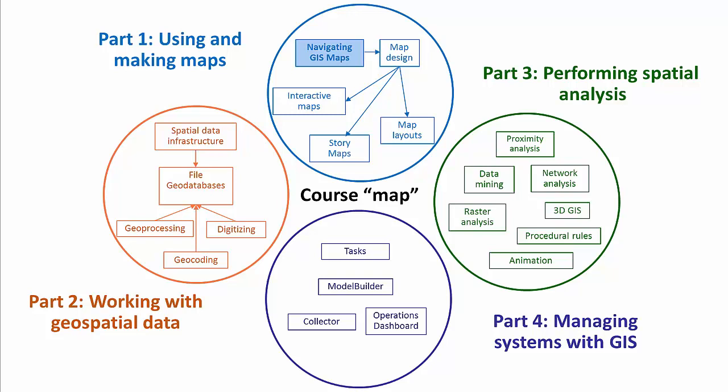After that, we're going to get into part 3, which is performing spatial analysis. And this is going to get into things that we've talked about with the advanced analytical tools such as proximity analysis, data mining, network analysis, raster analysis with kernel density mapping. We're not going to cover so much 3D and Part 4, Managing Systems with GIS. Those are chapters in the book that you can refer to, but we're going to focus mostly on how to build maps, how to work with geospatial data, and how to perform geospatial analysis.